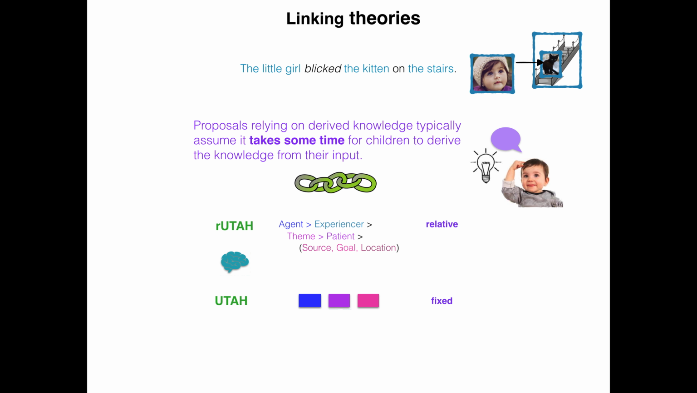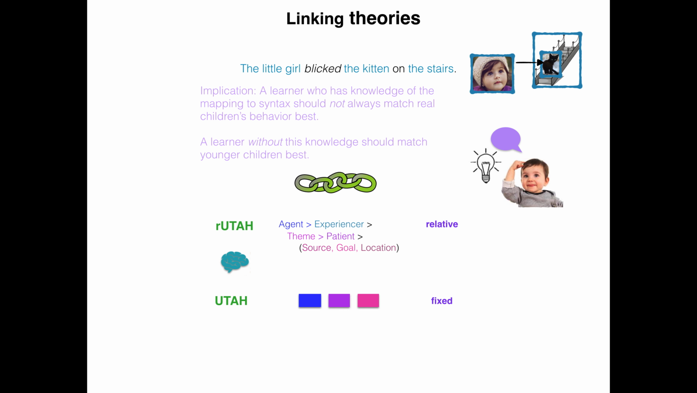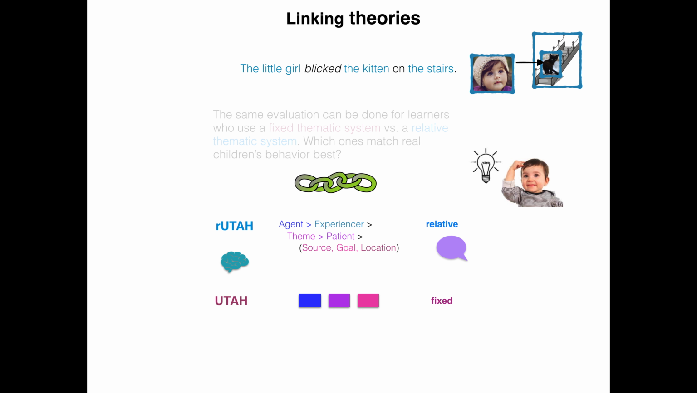Now, in contrast, proposals that rely on derived knowledge typically assume it takes some time for children to derive that knowledge from their inputs. So in this case, a learner who has knowledge of the mapping to syntax shouldn't always match real children's behavior best. In fact, a learner without this mapping knowledge, this linking knowledge, should match younger children best if you're deriving it over time, right? So these are our developmental predictions or implications.